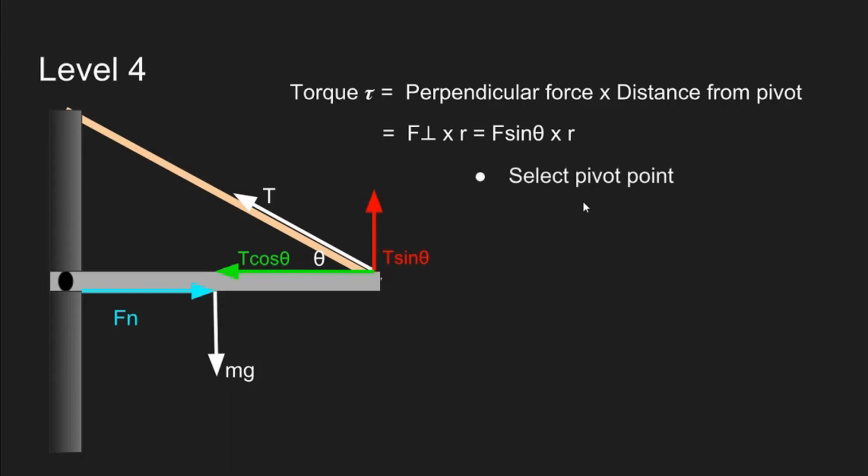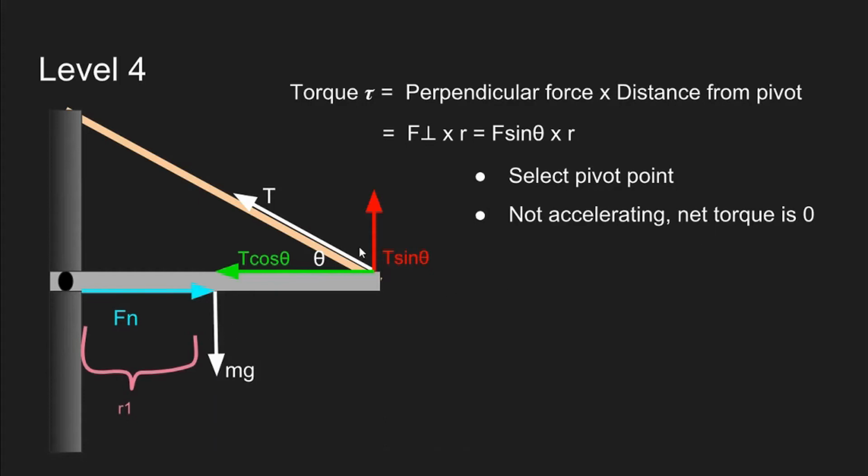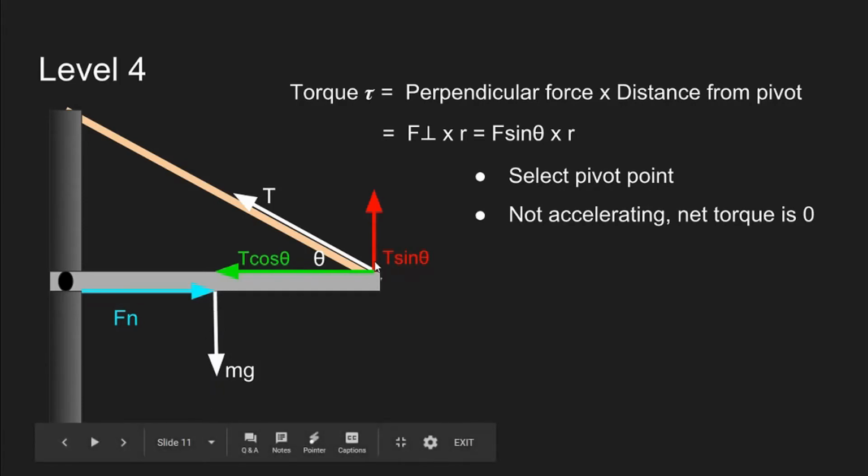Okay, so to do torque problems, you select a pivot point, and that's pretty obvious. It's this black oval thing, and since it's not accelerating or spinning around, the net torque is going to be equal to 0. Just by looking at the diagram, we have two forces, mg and T sine theta, which act perpendicular to this bar, and these are the ones that will be applying our torque.